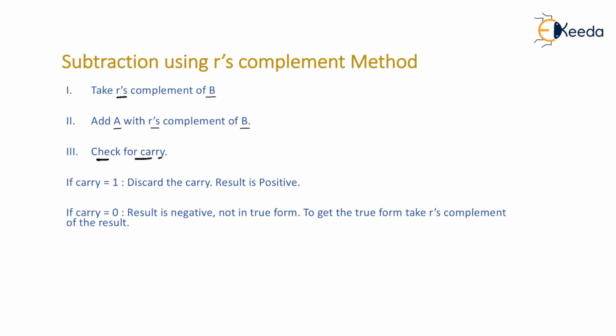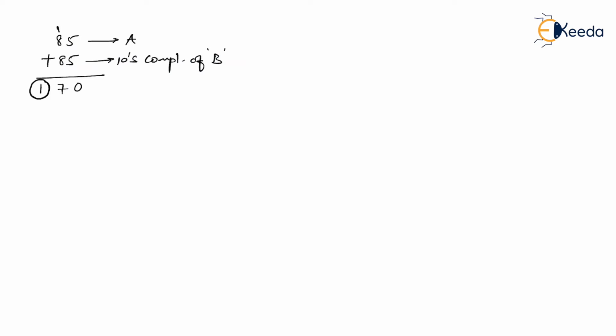then we check for carry. If carry equal to 1, it clearly says discard the carry. They're saying to discard the carry. Let's do that. Let's discard the carry and the result is positive. Since the carry is 1, let's discard it. And whatever the result is the final result. That is 70 to the base 10.